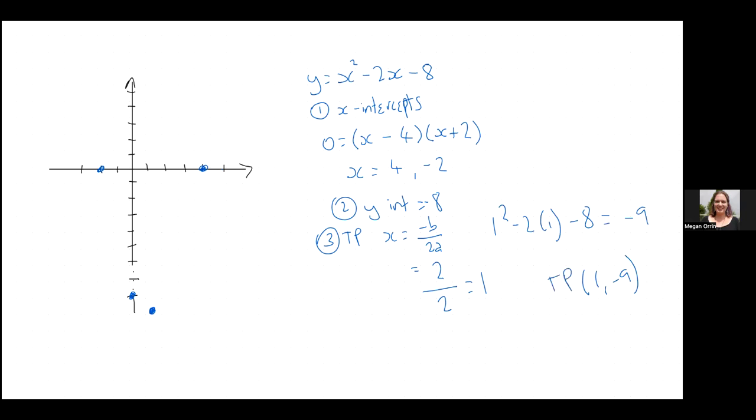Bless you. Then what's my axis of symmetry? This one. What's the equation of my axis of symmetry? X equals 1, right?